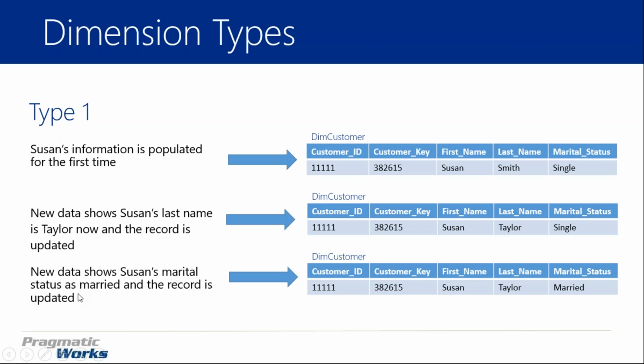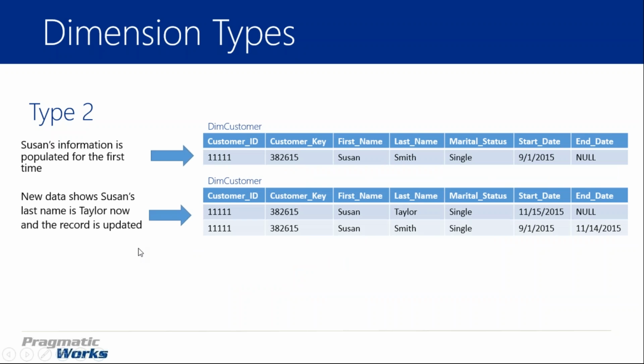All right, so new data shows Susan's marital status as well. So this is another example of a type 1 where we go in there and change it again. So maybe it happened in two separate processes, and now she is married. She called up and told us she changed her first name, but she didn't tell us she was married.